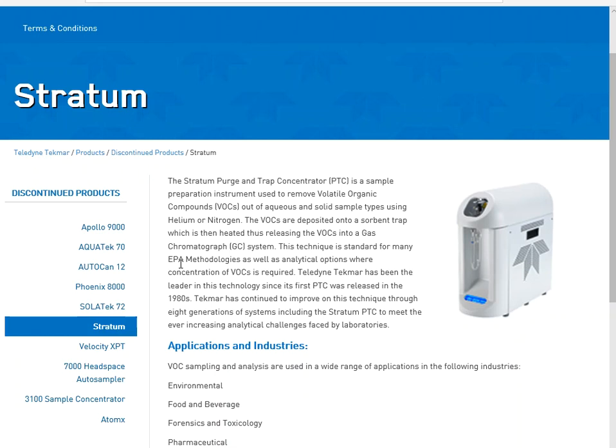That's the EPA, so that's why I told you that these are heavily used in the environmental field, as well as analytical options where concentrations of VOCs are required. So they have been the leader in the purge and trap world since it was first released in the 1980s. So Teledyne Tekmar is probably what you'll see in a laboratory somewhere when you get a job, and that's why we chose the manufacturer that we did.